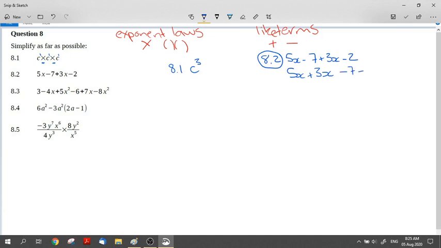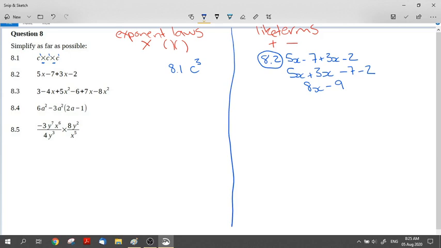And now I am going to put my constants together because these are constants. They only have a number. And remember, I must take the sign with them. So this is subtract 7 or negative 7. I move it over here. So now I've got 5x plus 3x. That gives me 8x. Negative 7 subtract 2. Remember your integer rules. This becomes negative 9. So these are exponent laws versus like terms.